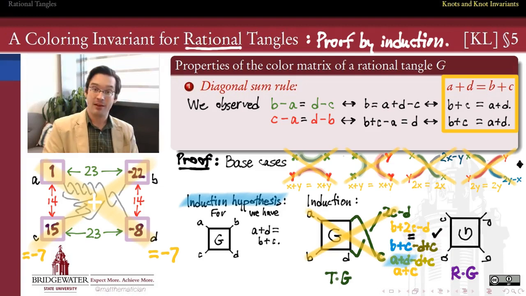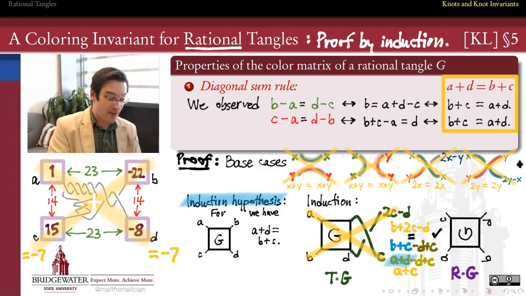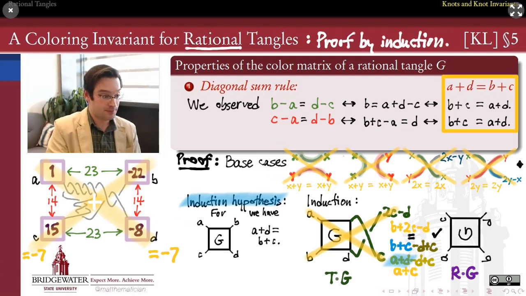minus D. So we verified that the fact that the diagonal sum rule was satisfied for G implies that the diagonal sum rule is satisfied for TG as well. That's one of our two inductive steps. The other step is we need to verify that this also holds for the rotation. That given that the diagonal sum rule is satisfied for G, is it also then satisfied for RG?